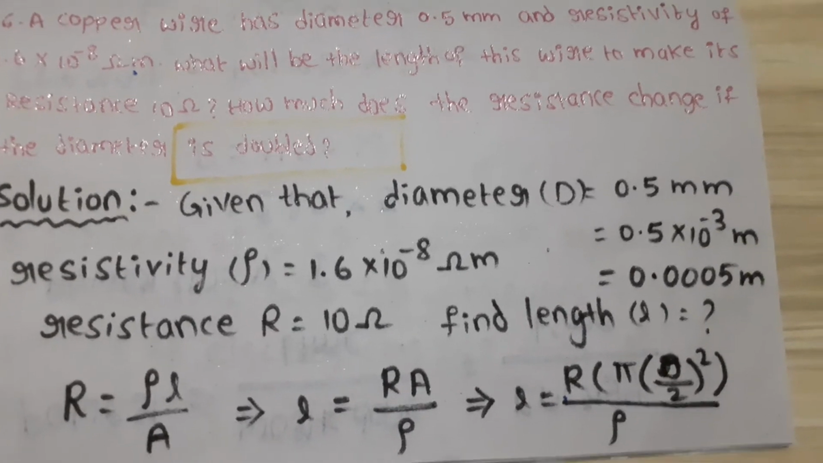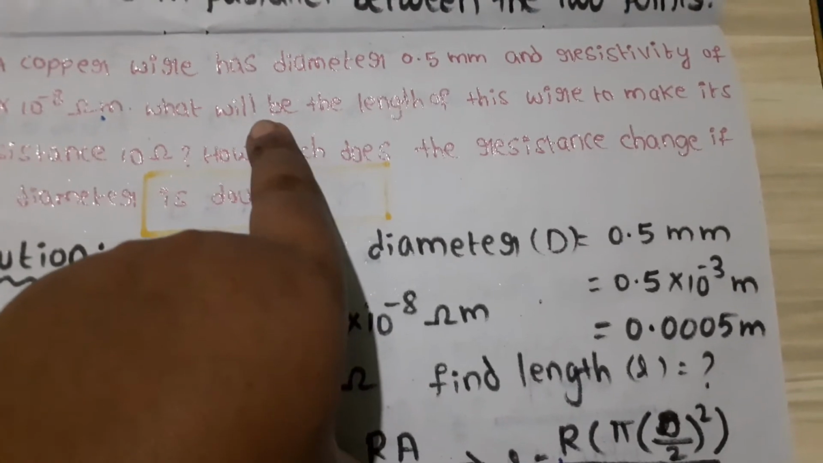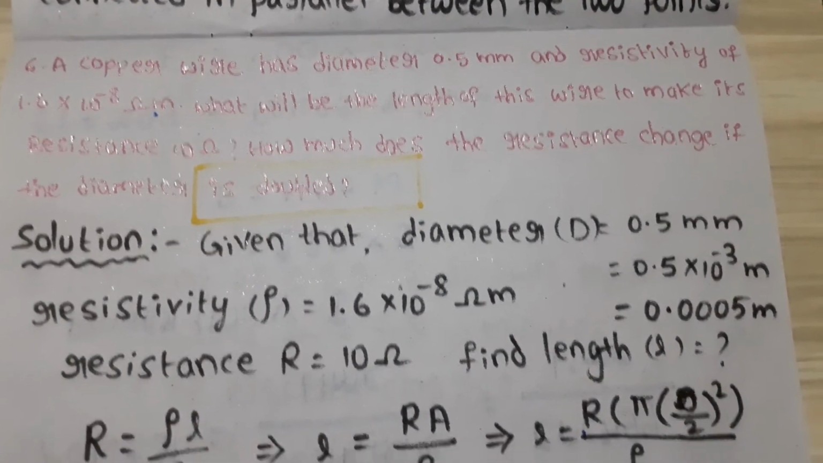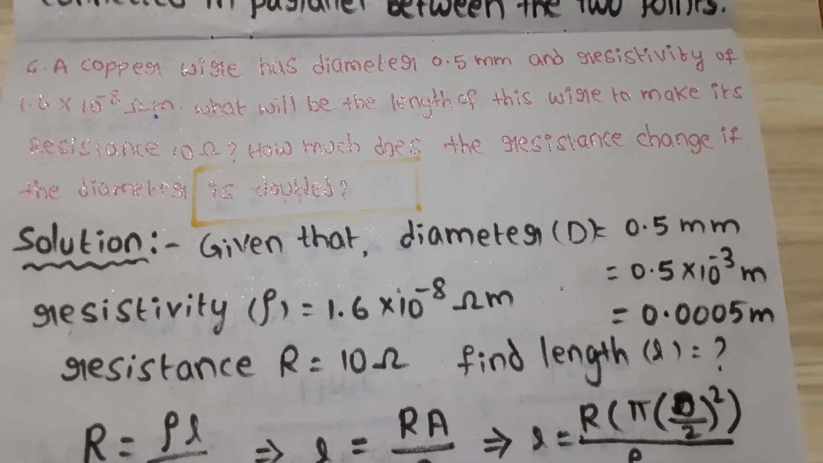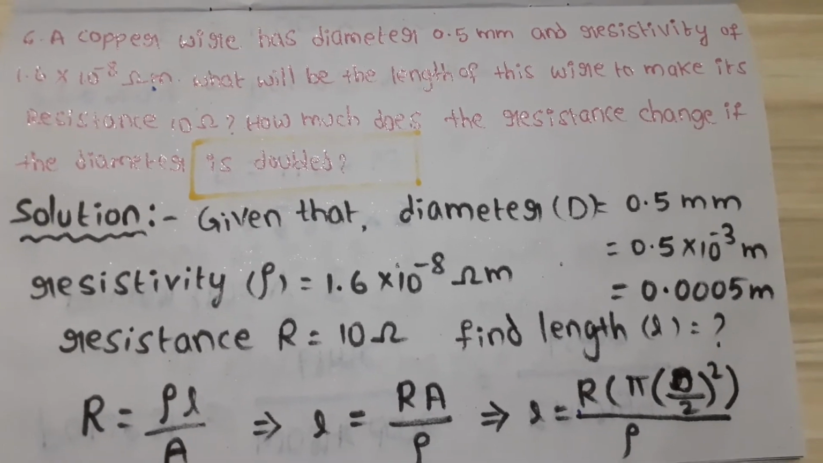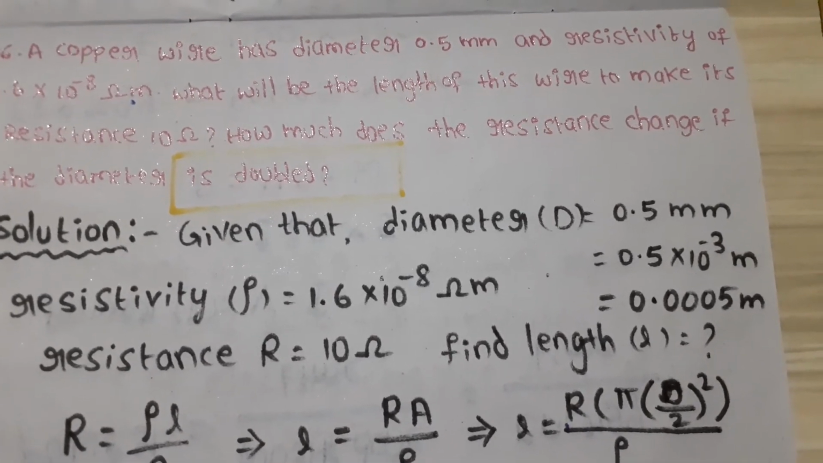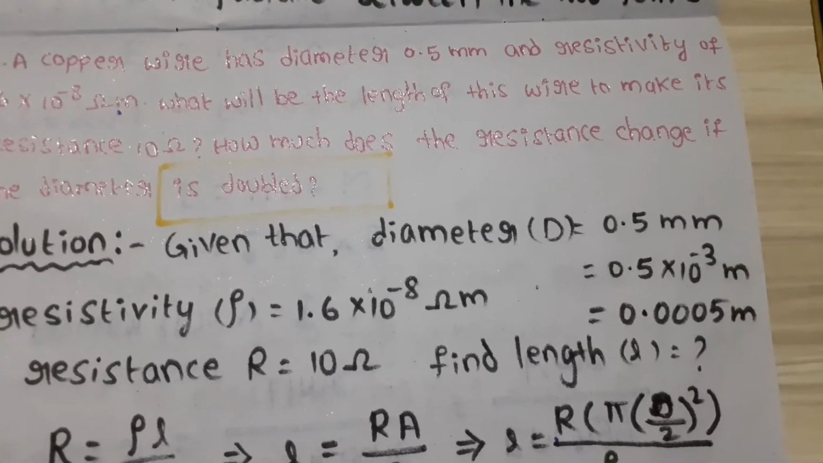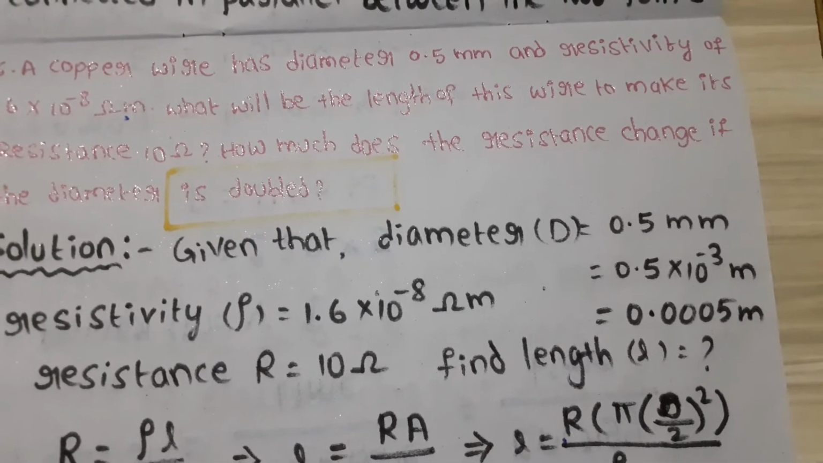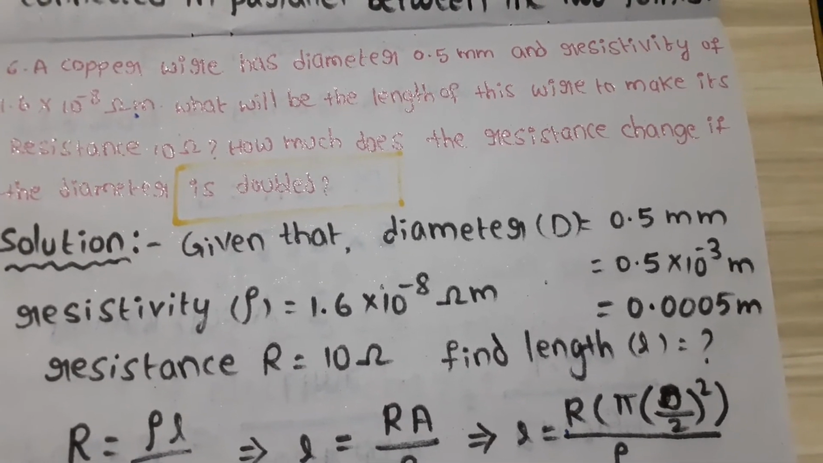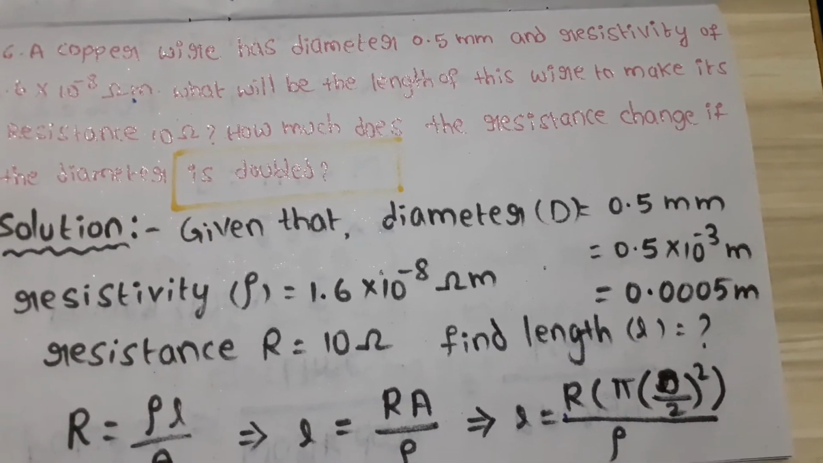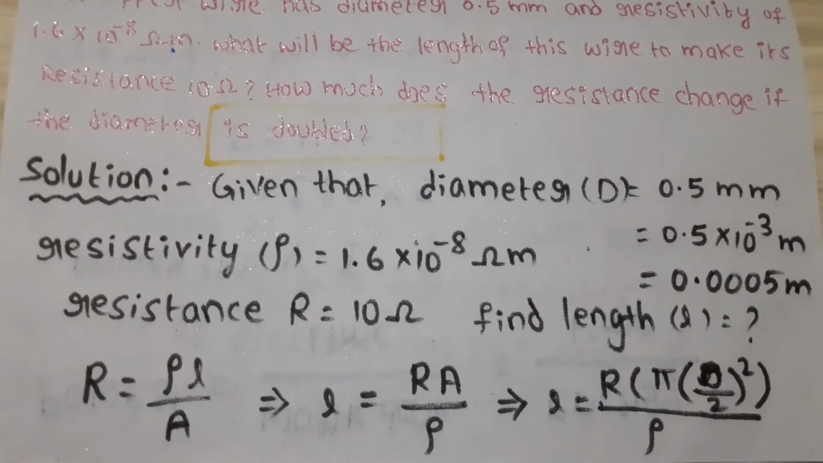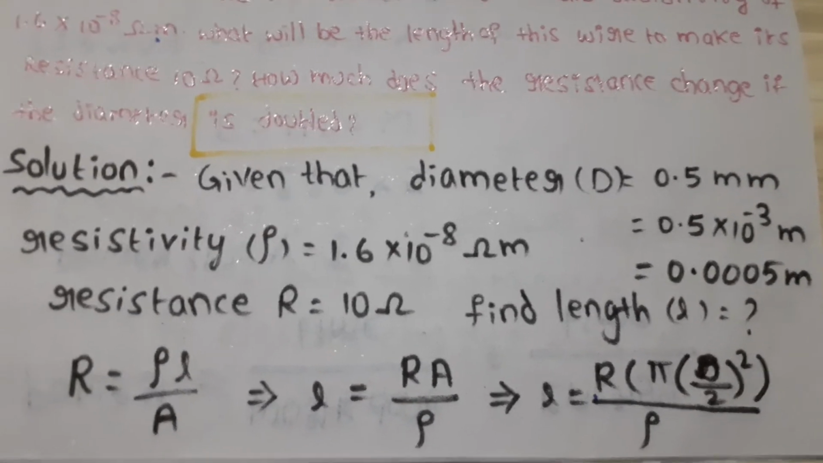In this question, we have to find, first of all, what will be the length of the wire to make its resistance 10 ohms. So we have to find out the length of the wire. Next, how much does resistance change if the diameter is doubled? If the diameter 0.5 millimeter gets doubled, how much will the resistance increase? We have to find out two things. First of all, I am going to find the length of the wire.